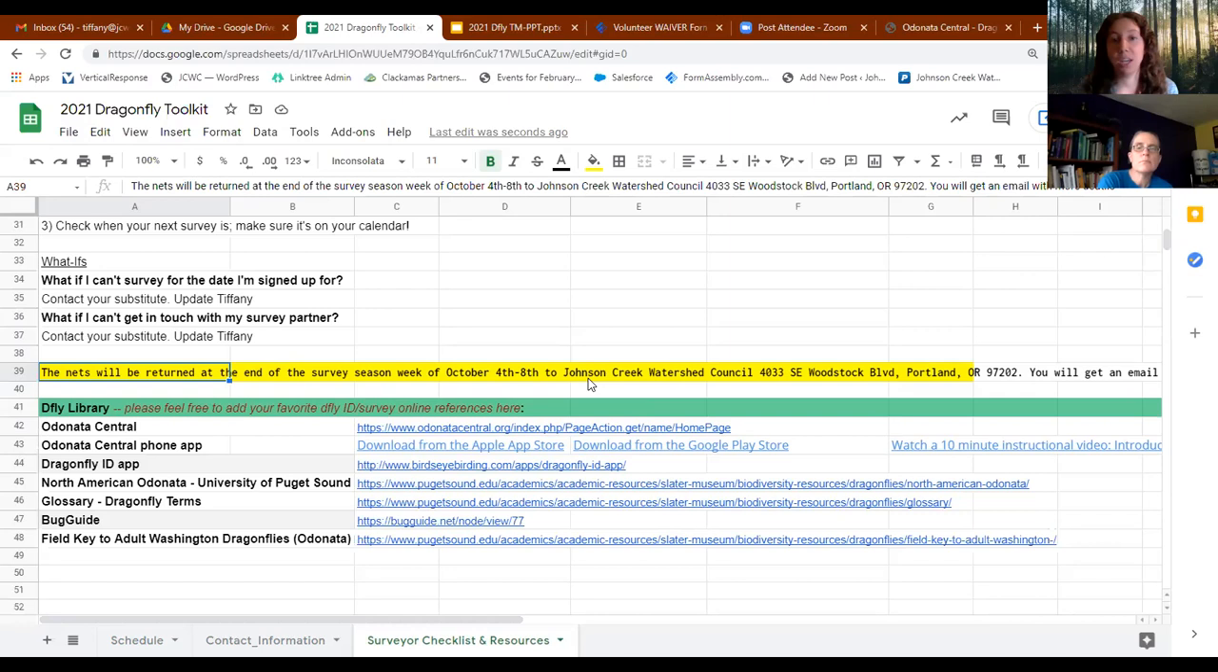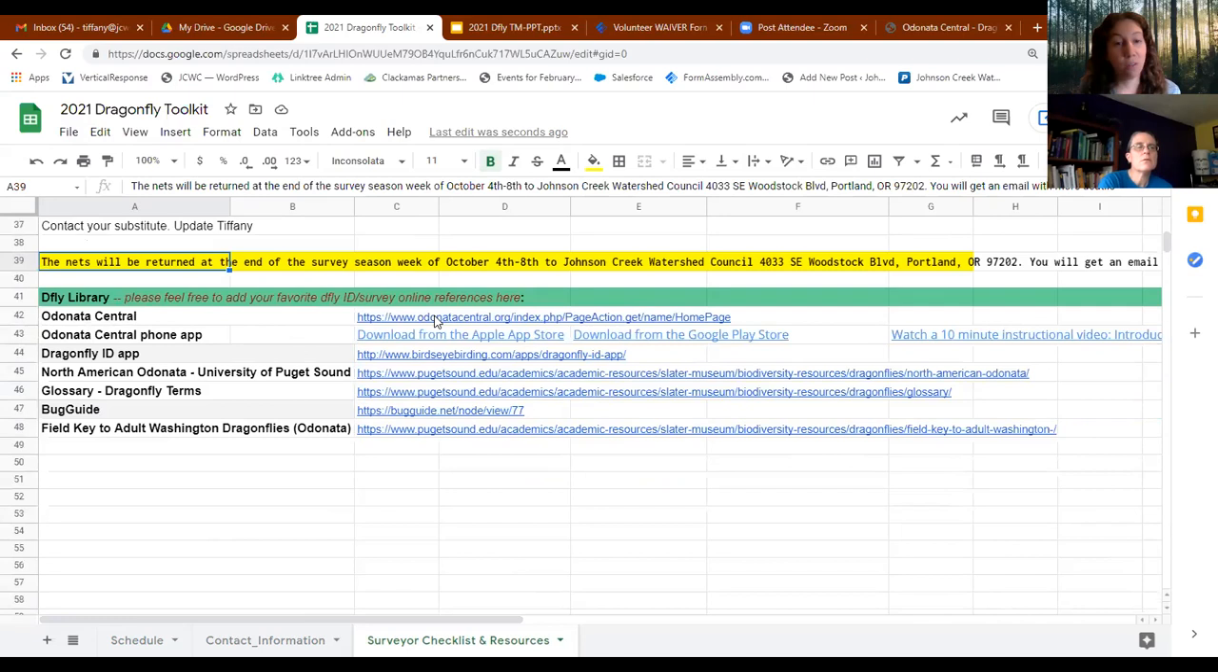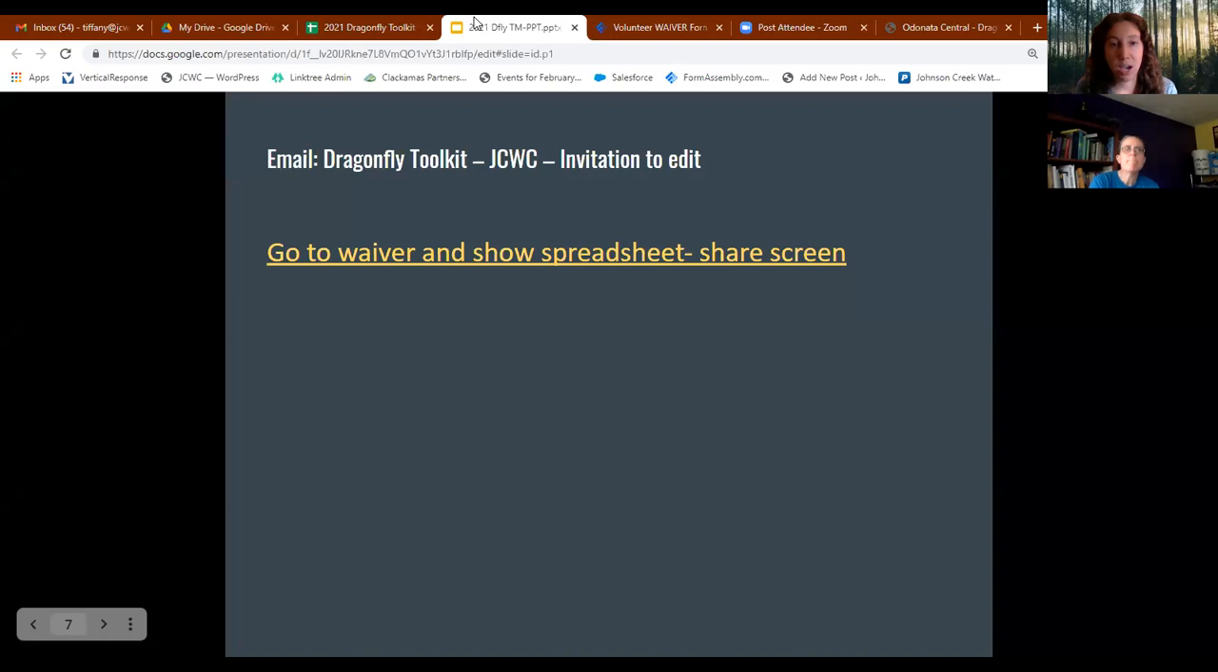And then these are all of the links that Celeste talked about. So Odonata Central, the phone app, the Dragonfly ID app, all of these different apps and links are right here. Also, you can feel free to add at the bottom. If you have really cool resources you've seen online, you could add them here. Celeste can go in later and add stuff too. That's kind of the main thing I wanted to show you on there.